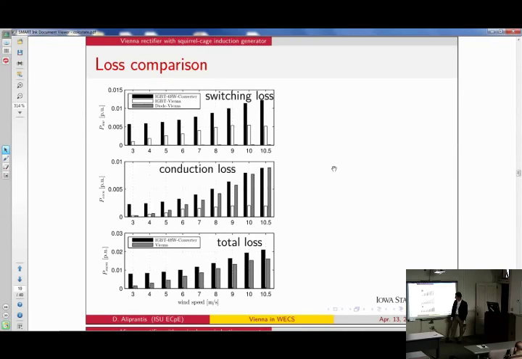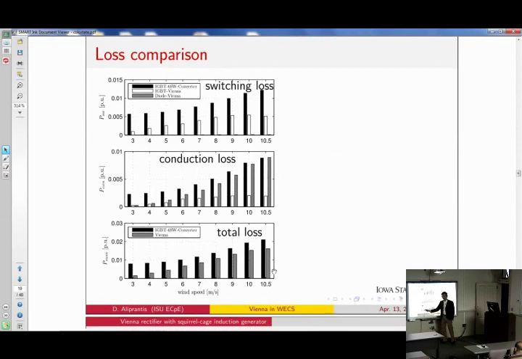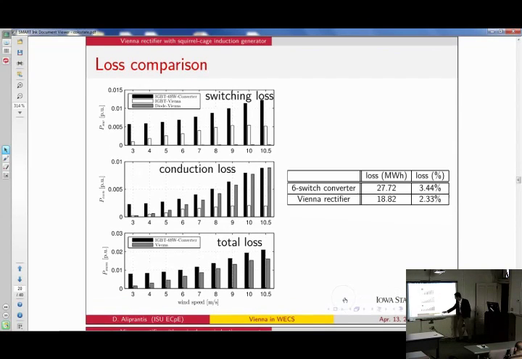Okay? So typically in a wind turbine, you don't always operate here and you don't always operate there. Depending on how the wind blows, there is a probability that you will be here and here and here and here. So if you weigh that properly, according to the statistics of the wind, you can forecast the total energy yield out of that thing. And with this comparison, we found out that using the parameters that we use, using the Vienna rectifier, you can have about 1% more annual energy yield out of the same turbine.